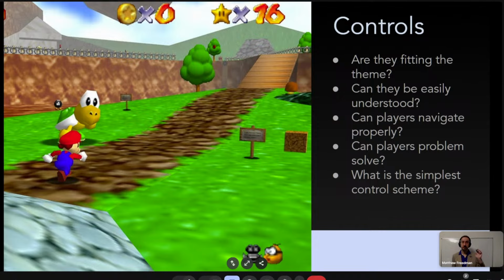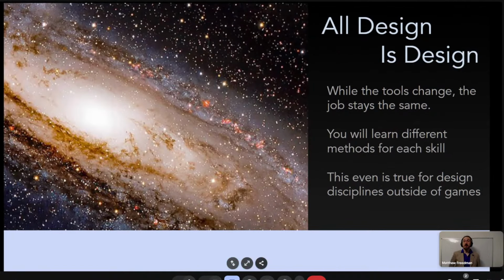All right. So we've gone over our design fundamentals there. Important thing to keep in mind is all design is design, as in across all the different design disciplines, these fundamentals are pretty consistent. While the tools change, the job stays the same.